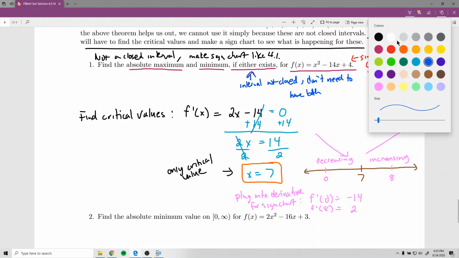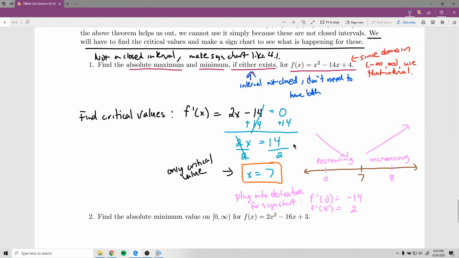All right, so what's happening with the graph here, especially if we don't have any type of calculator to graph it, what this is telling us is it's going to be decreasing from negative infinity all the way till we get to 7, and then it's going to start increasing from 7 to infinity. So what's happening here is 7, we know it's a minimum because of the way we did our sign charts before, but it's an absolute minimum.